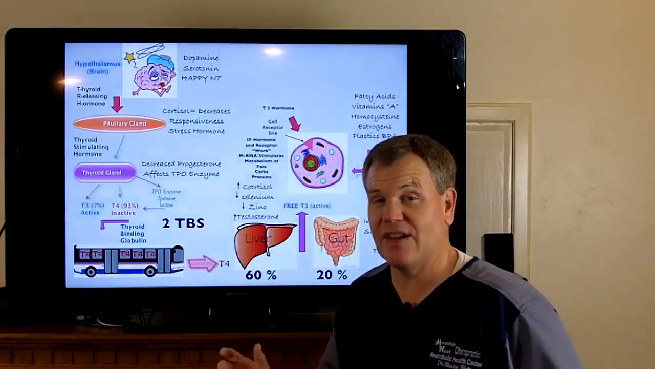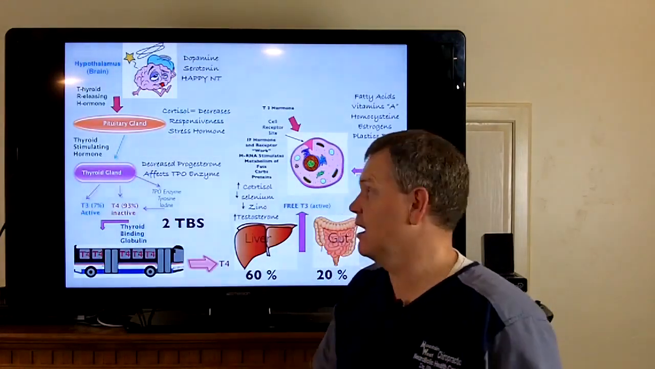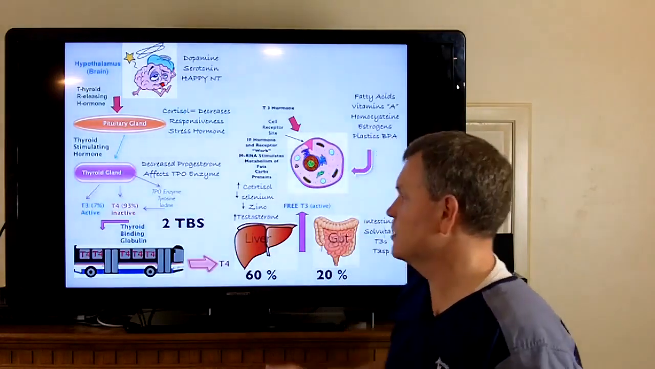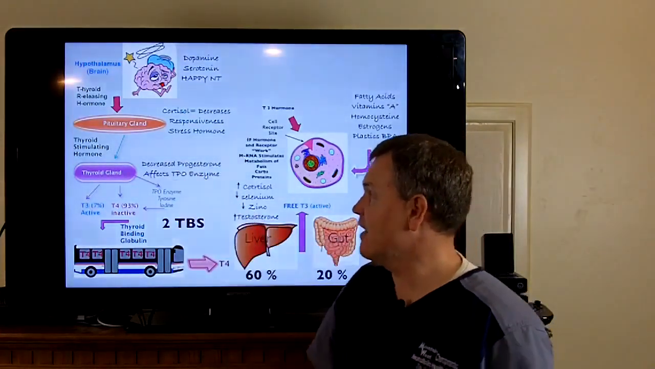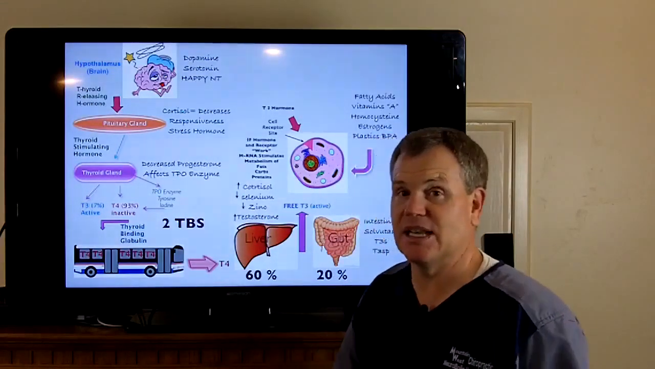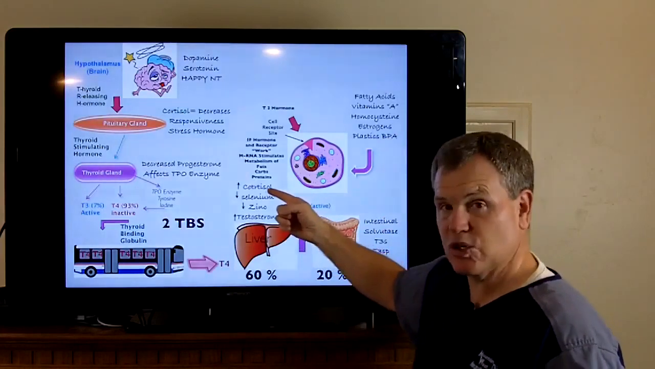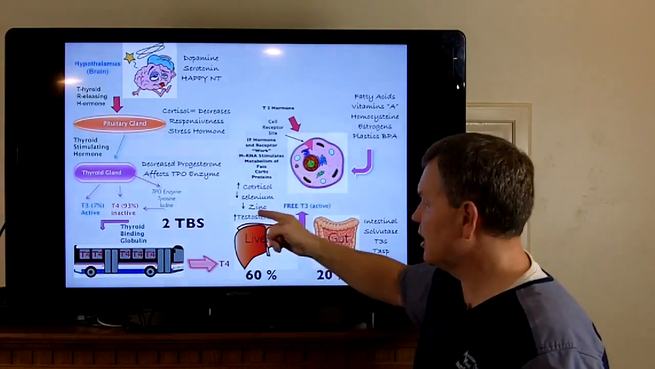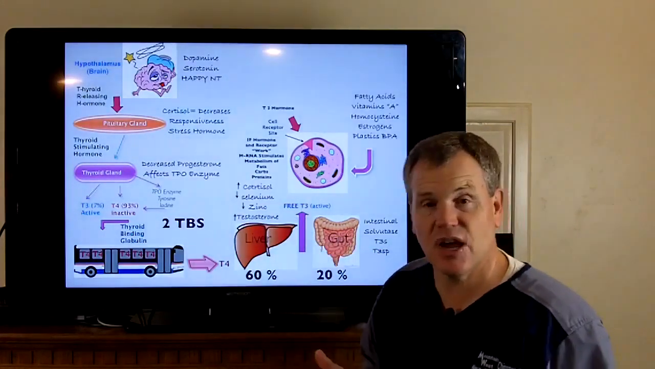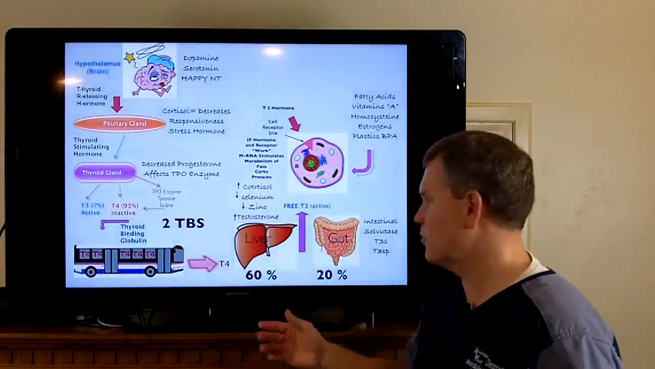So if that's all we have, and it's got to get to every cell of our body every day, there can be a lot of problems. If we have decreased progesterone, it affects the TPO enzyme. It doesn't allow it to function properly. In the liver, if we have increased cortisol, which once again is the stress hormone, decreased selenium, decreased zinc, or increased testosterone, we can also have problems in the liver in that conversion process.